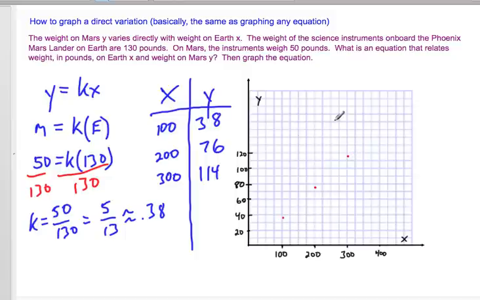And so you can see this direct variation went through the origin at 0, 0, and it basically goes through like so. So that is how to graph a direct variation equation. Let's go on to the next example.